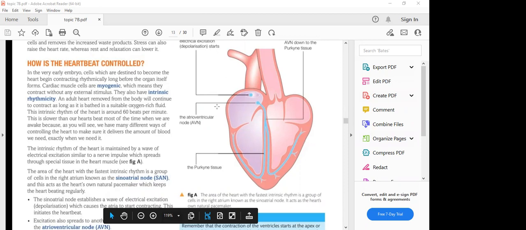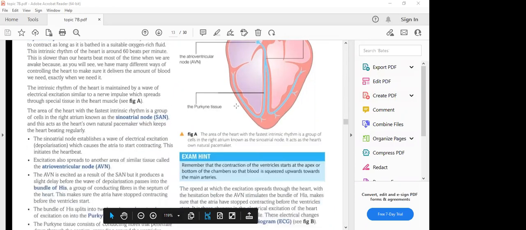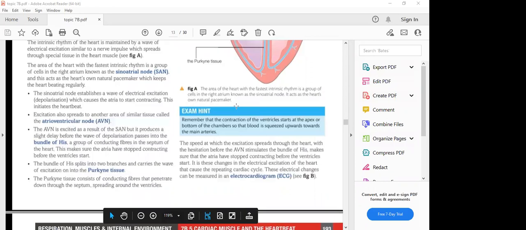Right. So are you aware of this concept? Now that I see this image, I can say that these are the points that I did not study in units 1, 2, 3. Okay. I'll tell you. How the heartbeat is controlled. The next topic is how the heartbeat is controlled.